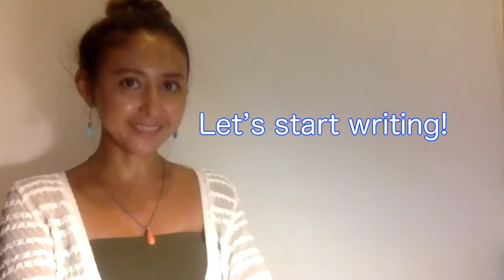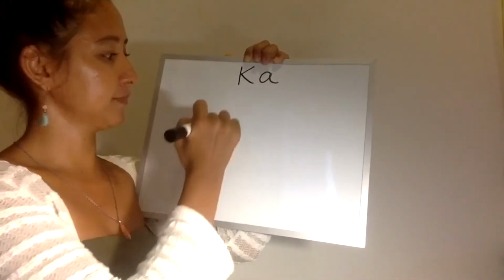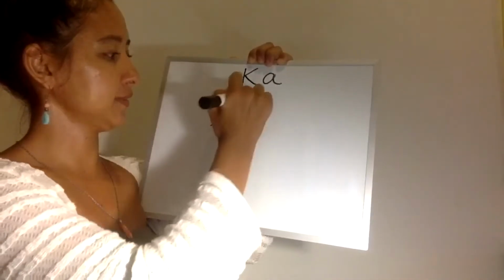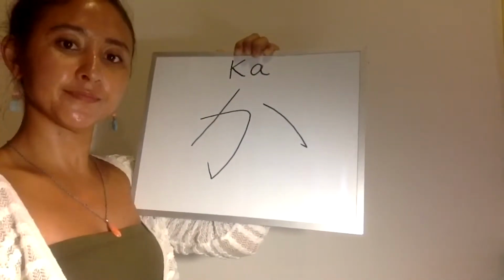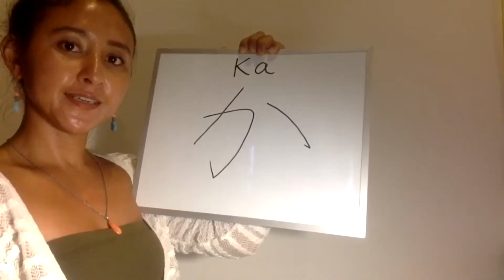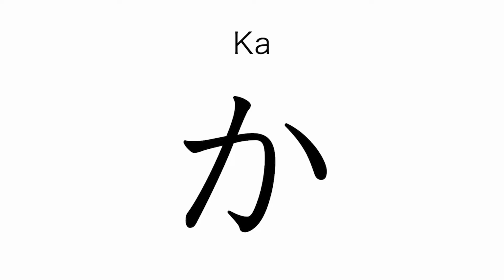Okay, let's start writing. The first one is ka. 1, 2, and 3. Ka, ka.